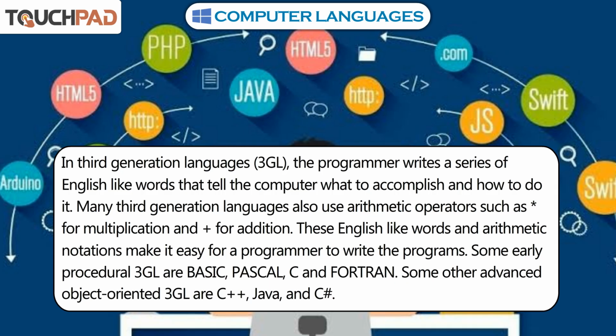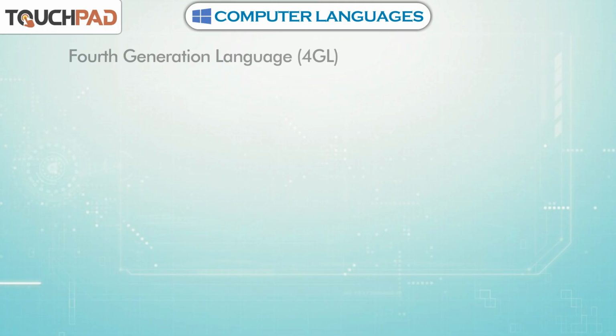Some early procedural 3GLs are BASIC, Pascal, C, and Fortran. Some other advanced object-oriented 3GLs are C++, Java, and C#.